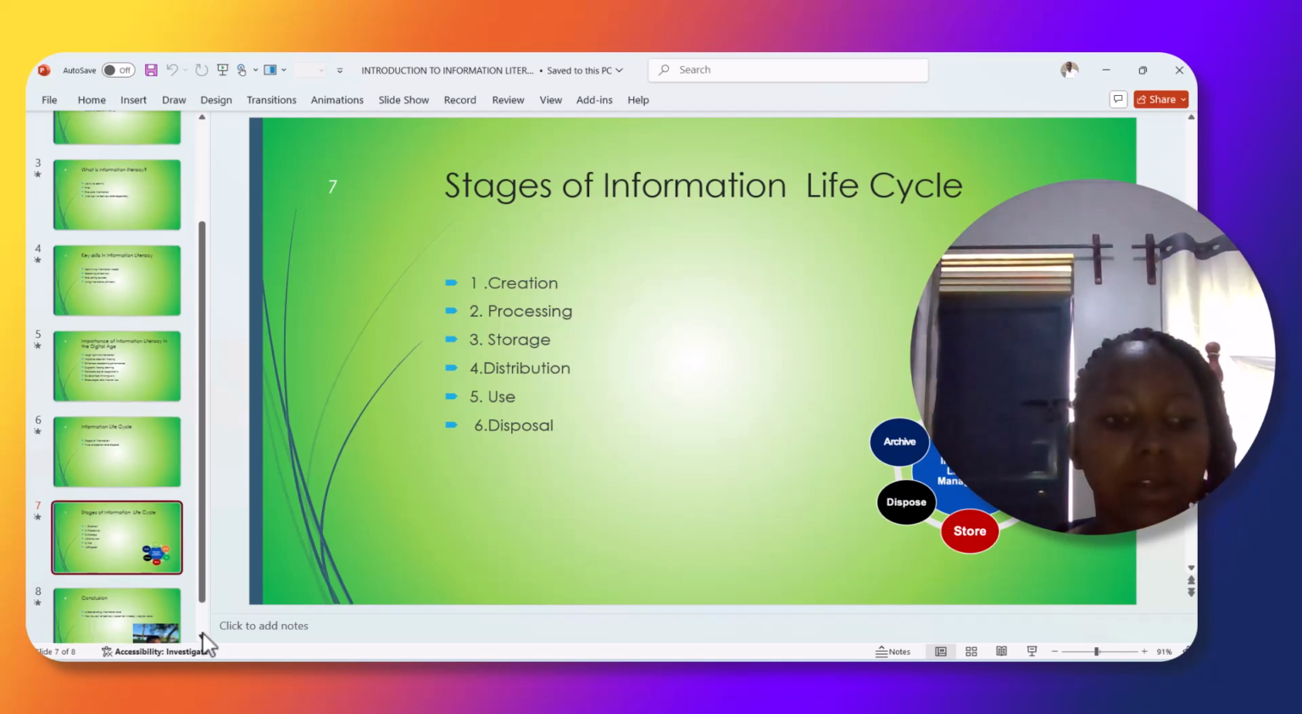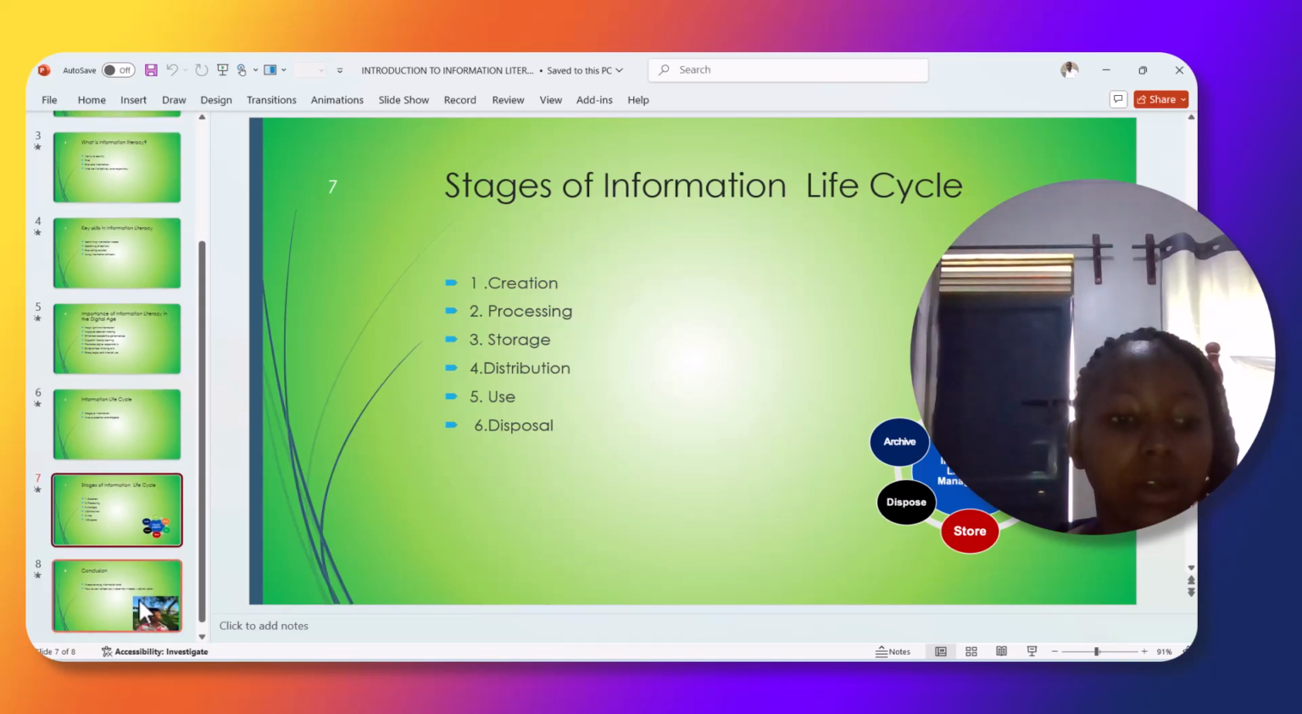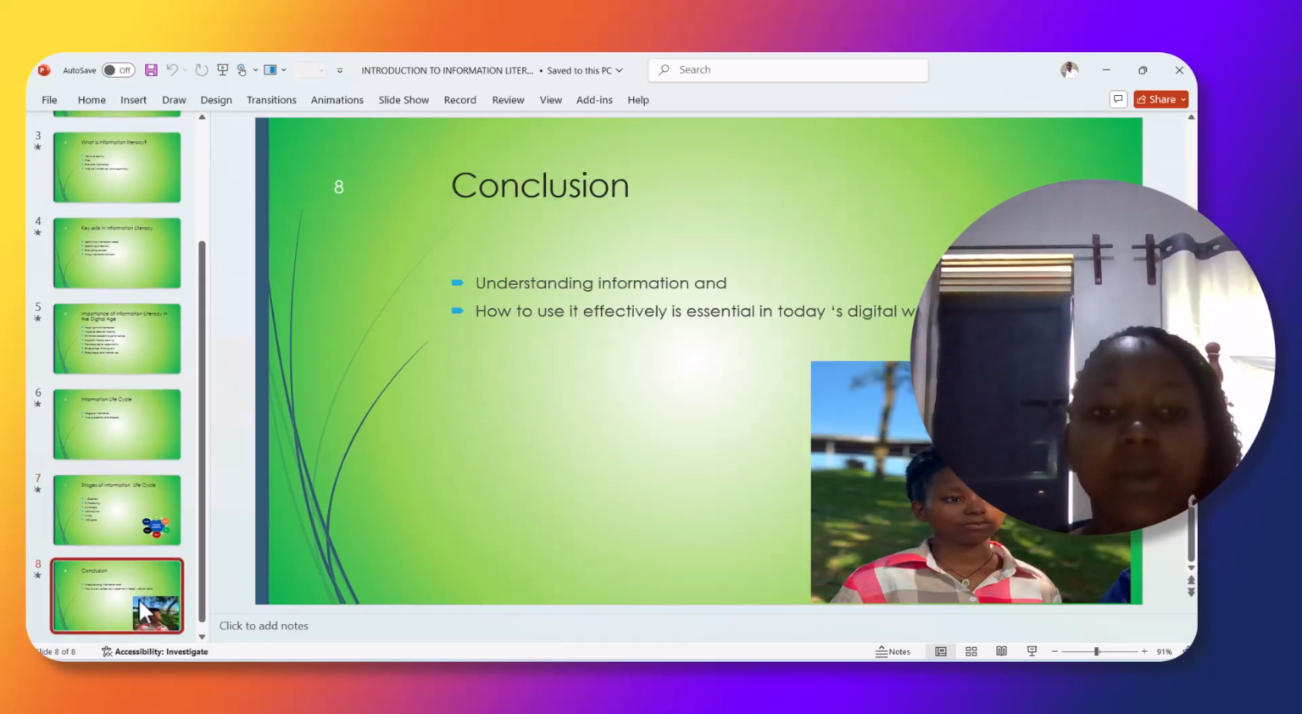Then maybe to conclude, I conclude by saying information literacy involves understanding information and the use of information effectively in this digital world that we are in today.